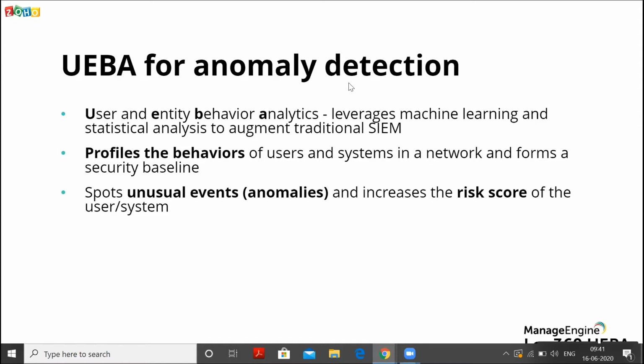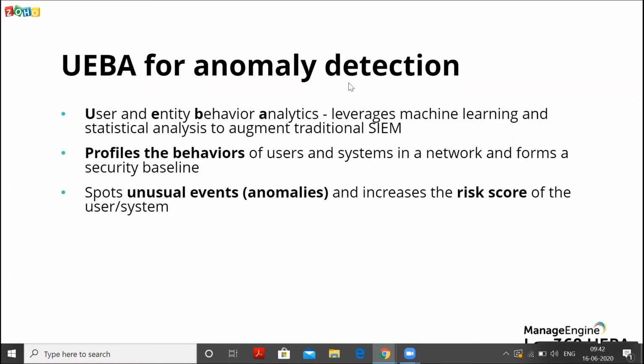So what a UEBA does is it profiles the behaviors of users and systems in a network to form what we call a security baseline. So a security baseline is essentially what normally happens in your network on any given day.